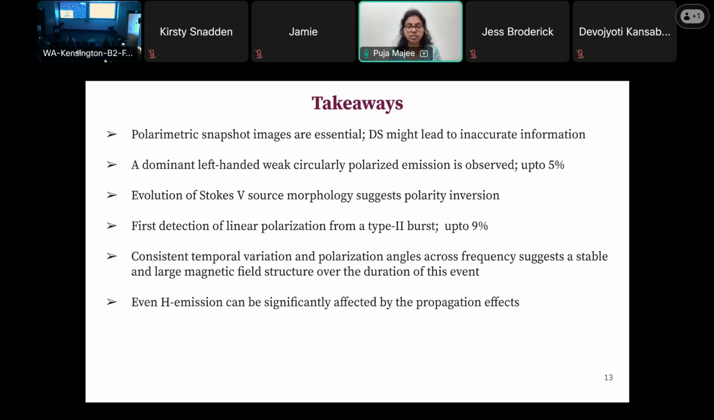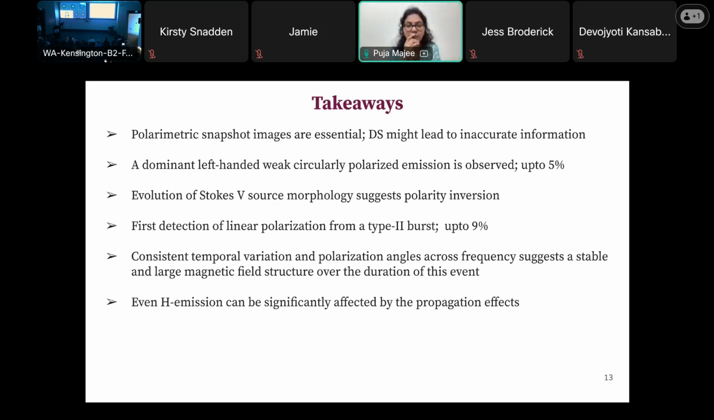In a recent paper by Shoham Day et al., they also found linear polarization from other radio emission, which makes me believe that this is not very unique. This is very common in radio emission. It's just that we have not looked into it in great detail. And, sorry, what was the first part?